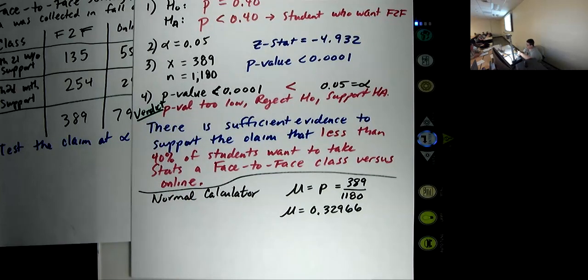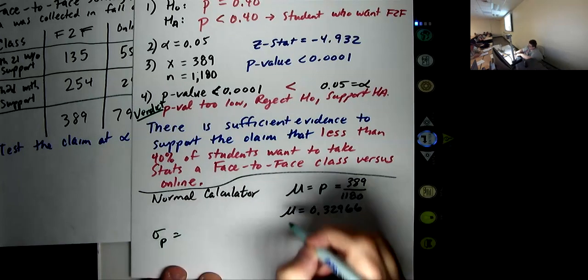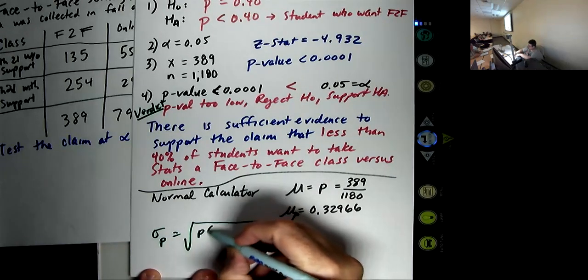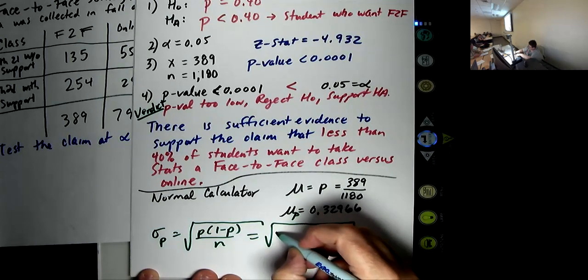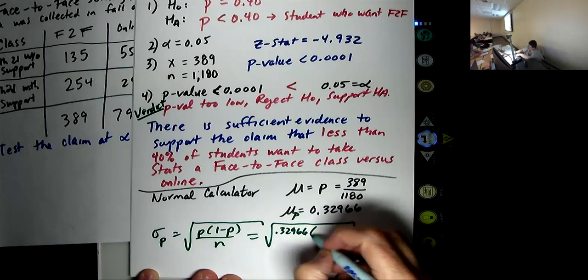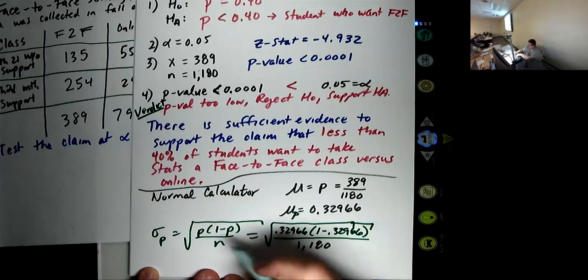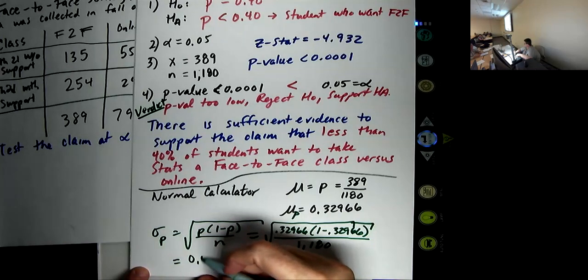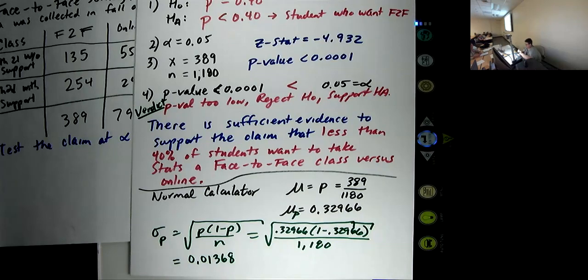We also need standard deviation. So standard deviation for the proportion is square root of P times 1 minus P over N, square root of 0.32966 times 1 minus 0.32966, all over 1,180. If you put that in a calculator, you're going to get 0.01368 to 5 decimal places.